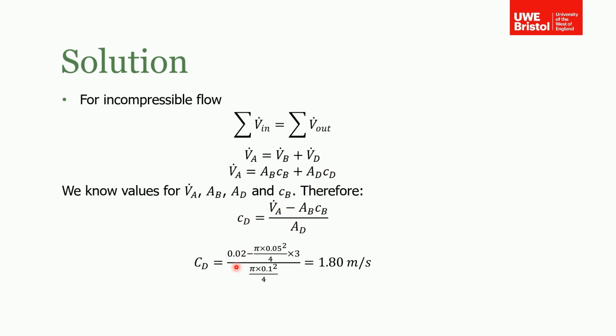So by rearranging and making the velocity in pipe D the subject, we can then plug in the values, remembering that we've got diameters, so we need to work out the areas. And if you do all that, then you should come out with an answer for the velocity in pipe D of 1.8 meters per second.